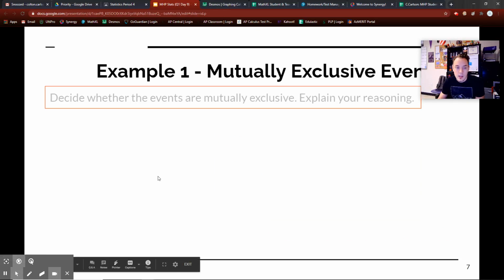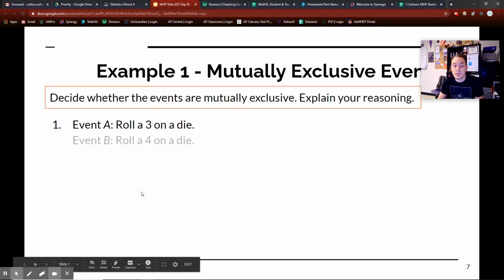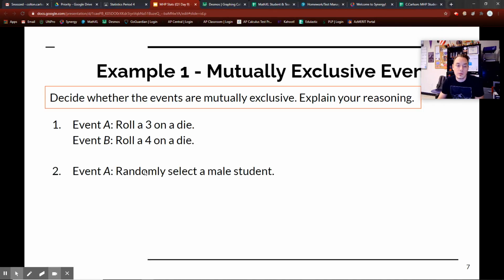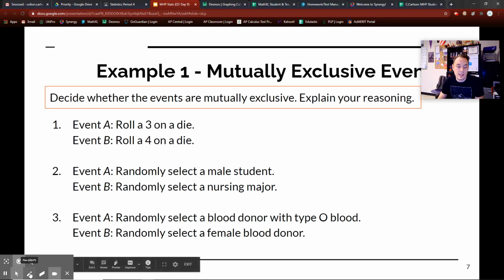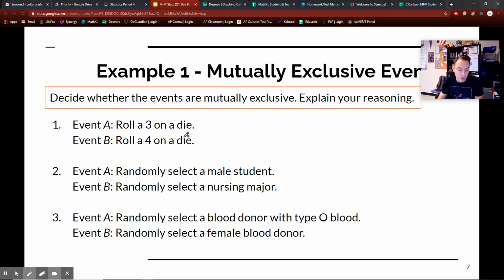Let's move on. Decide whether or not the events are mutually exclusive. Let's go through, I'm just going to show you all of them. Event A for number 1, is it mutually exclusive with event B? You roll 3 on a die and you roll 4 on a die. These are what we call mutually exclusive. I'm going to abbreviate ME. Why is that? Because they have nothing in common. They don't overlap at all. A 4 is necessarily not a 3, and a 3 is necessarily not a 4, right? So they have nothing in common here.